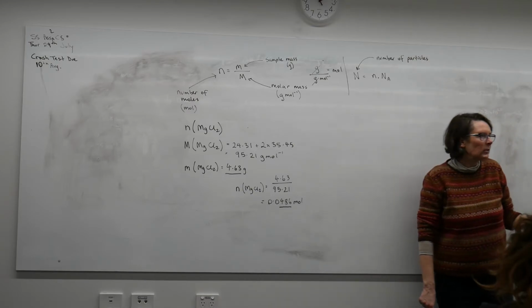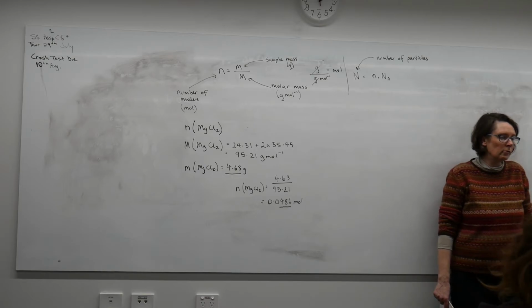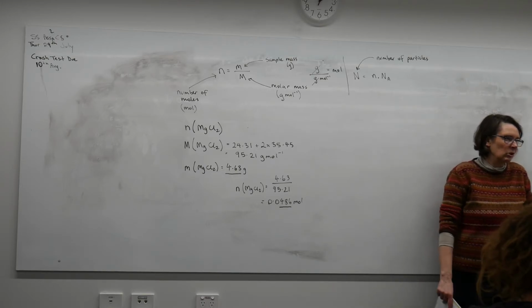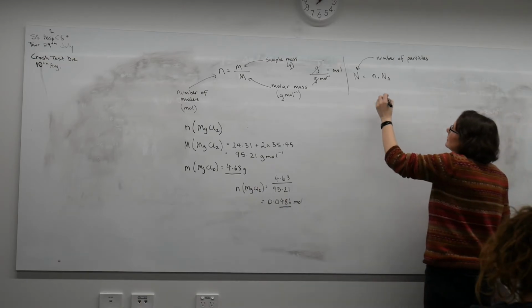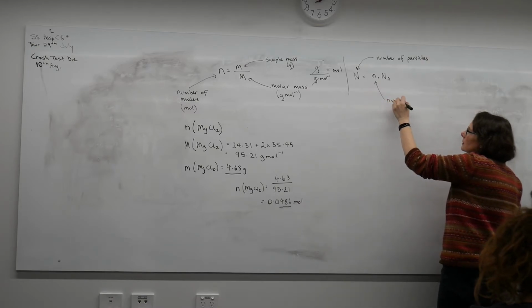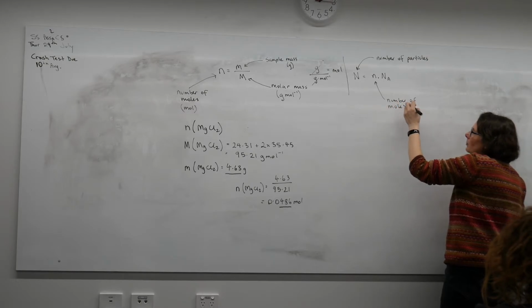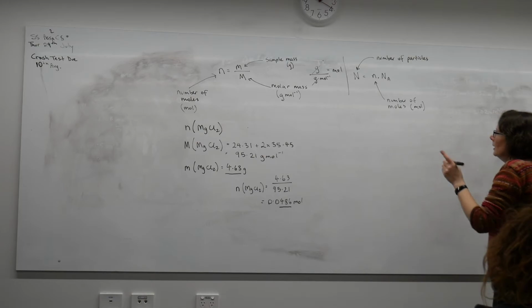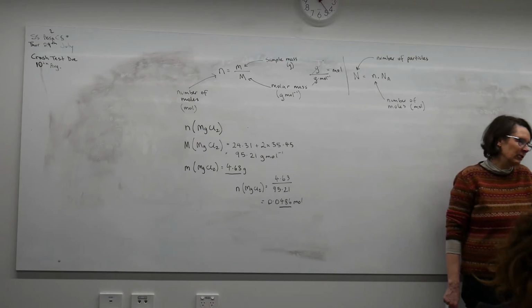If I'm counting atoms, it'll be the number of atoms. If I'm counting molecules, it'll be the number of molecules. So it's just the number of whatever it is you're counting. Our lowercase n is still the number of moles, and our unit is still mole. But the capital N with the subscript A is Avogadro's number.